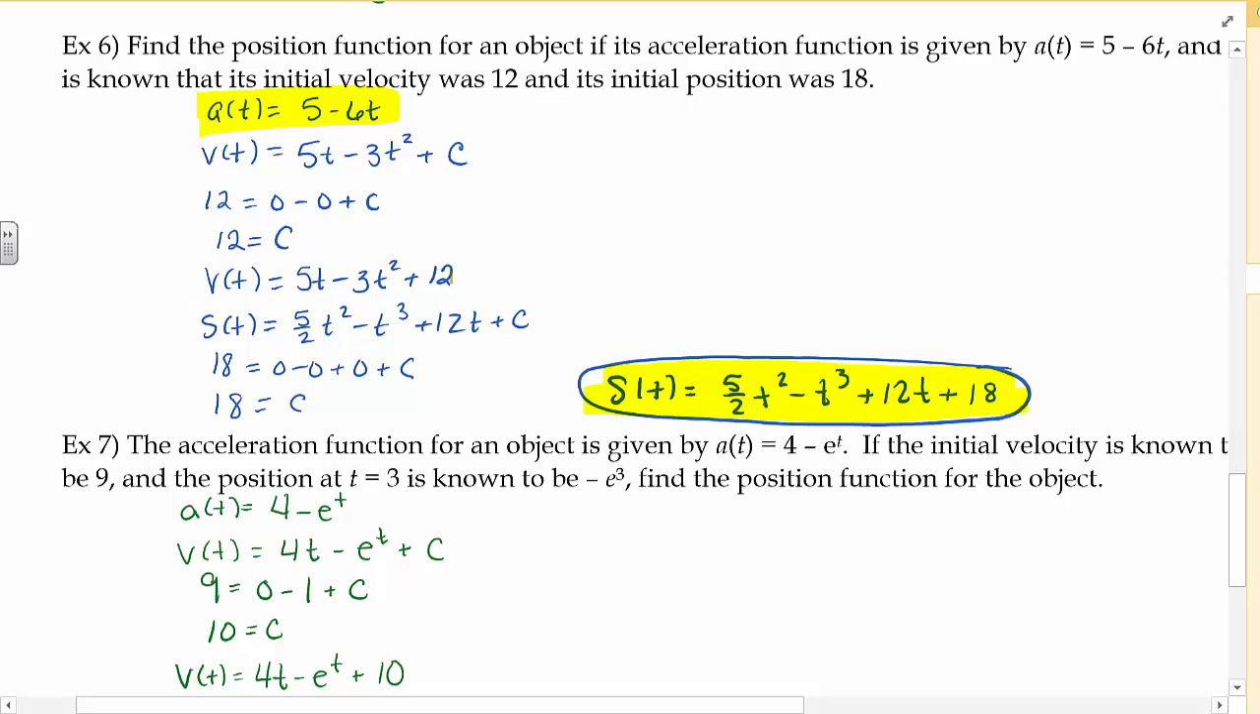Here's a velocity equation. I know initial position is 18, so position is this antiderivative. Set that equal to 18, plug in 0 for t. Get another c equals 18, so my position function is 5 halves t squared minus t cubed plus 12t plus 18.